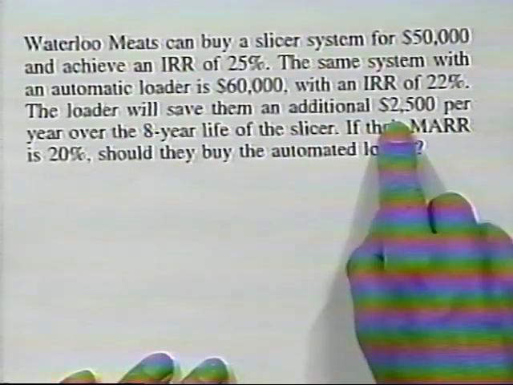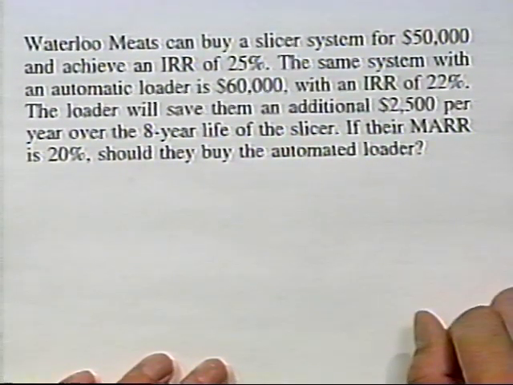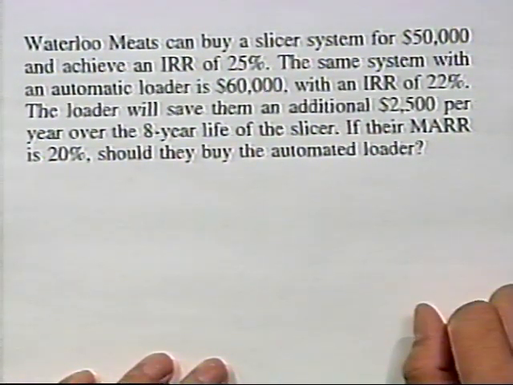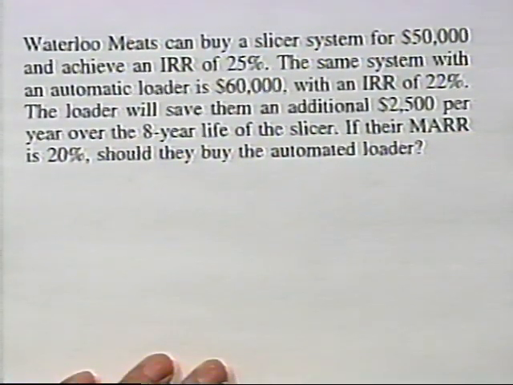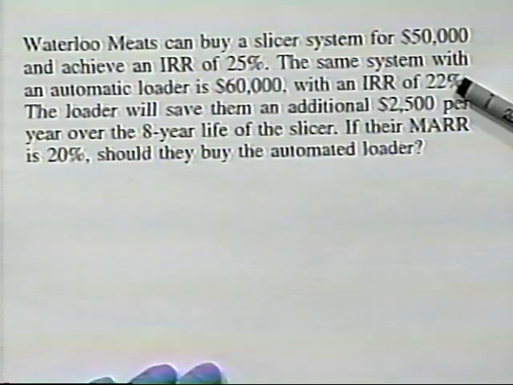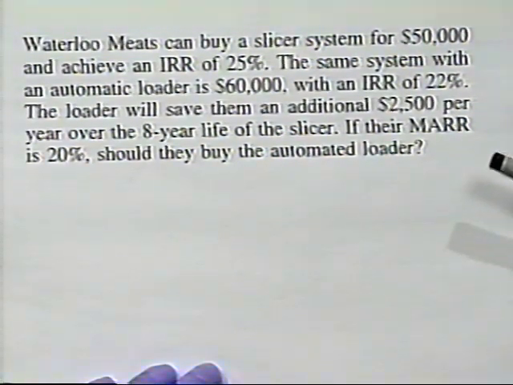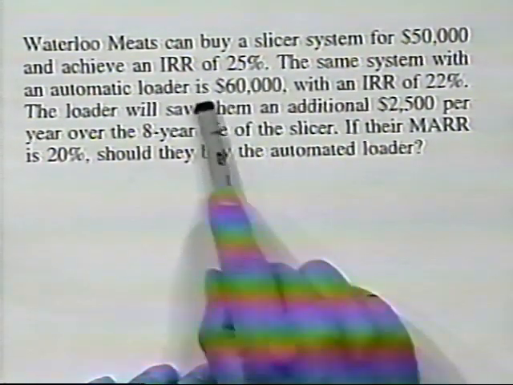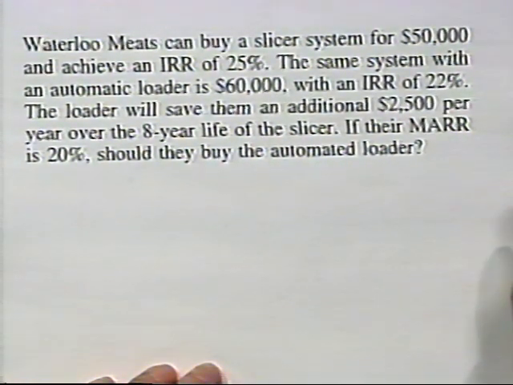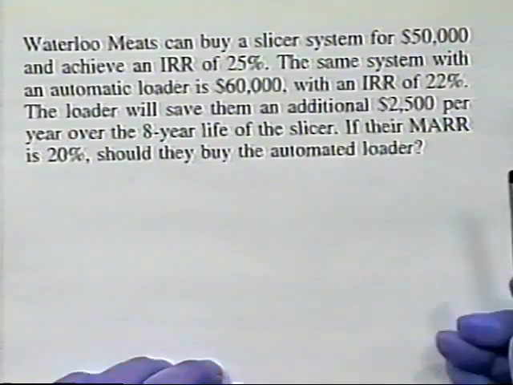The loader saves them an additional $2,500 per year over the 8-year life of the slicer. Their MAR is 20%. Should they buy the automatic loader? So if we look at the internal rate of return of these 2 projects, the basic slicer and the same slicer with a loader, we can see that both systems exceed the minimum acceptable rate of return. There might be an intuition to suggest, well, let's buy the more expensive one, because we're still earning more money than our minimum acceptable rate of return.